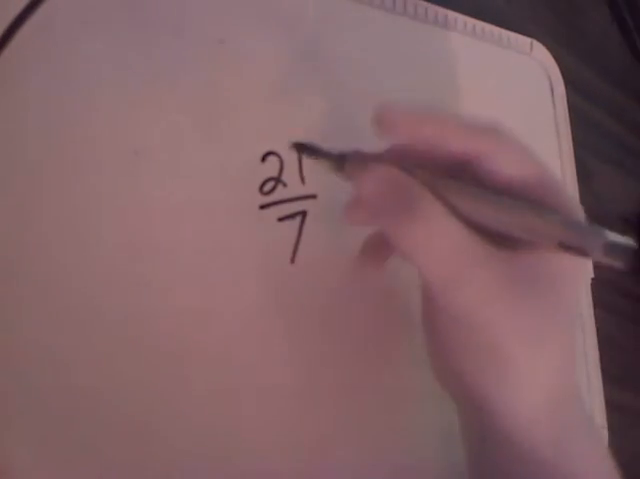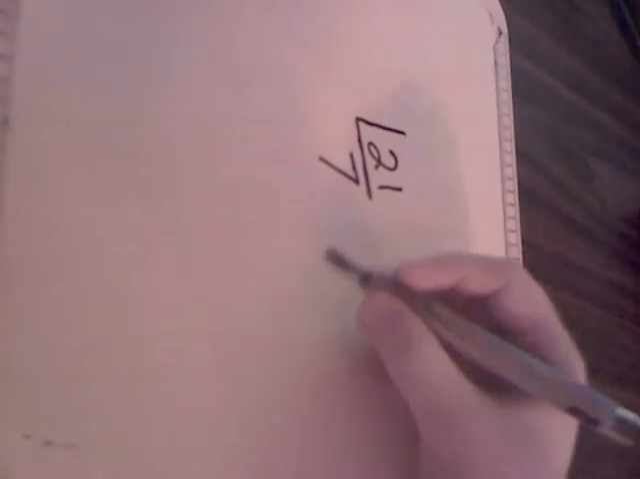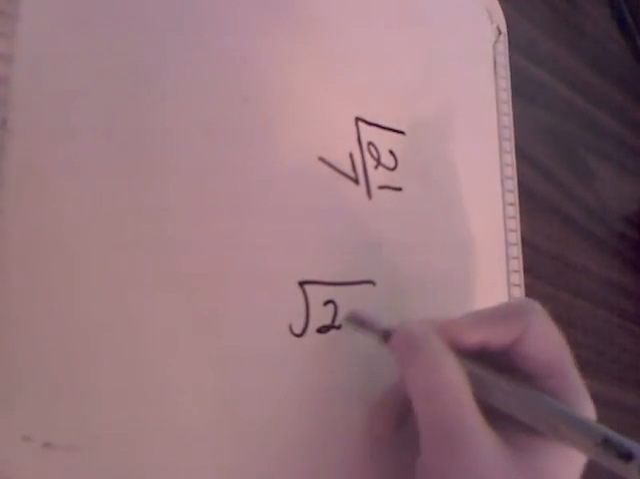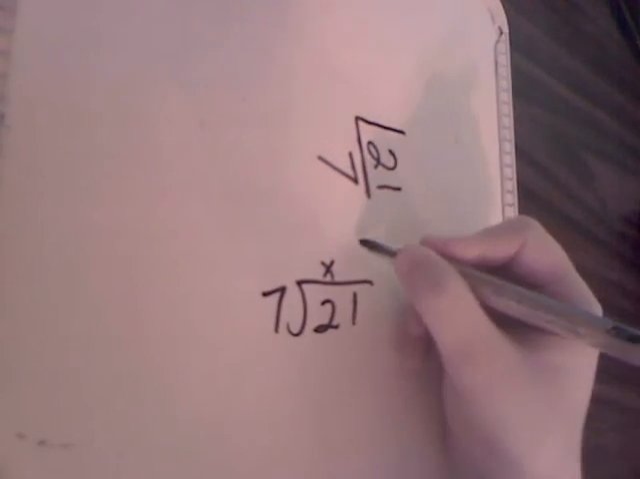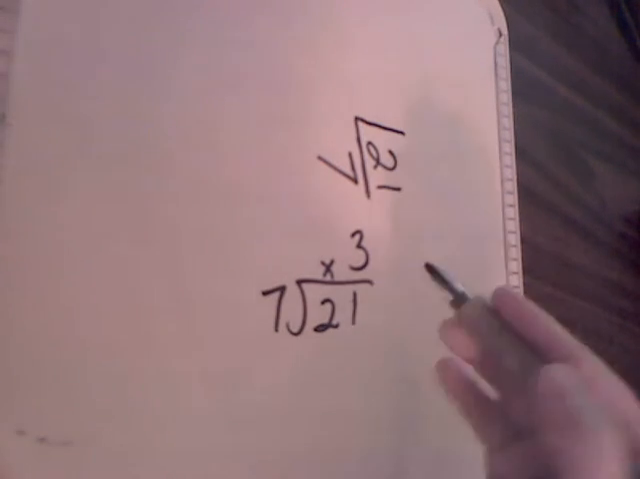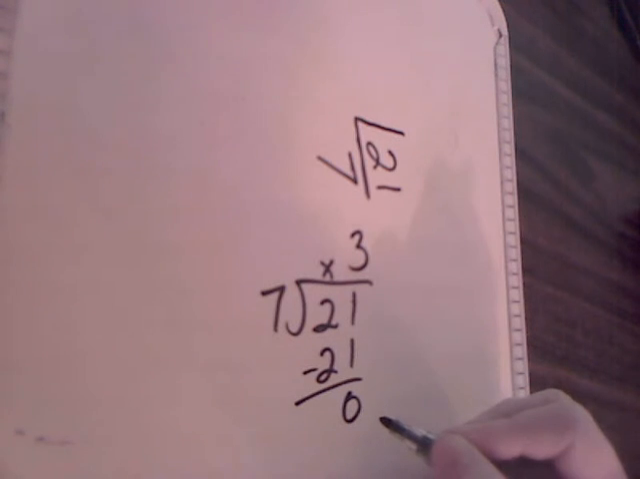21 over 7. We're going to do the same exact thing. We're going to make the L. We're going to turn the board. 21 on the inside, 7 on the outside. 7 doesn't go into 2. 7 goes into 21 3 times. 7 times 3 is 21. Now we have a 0.